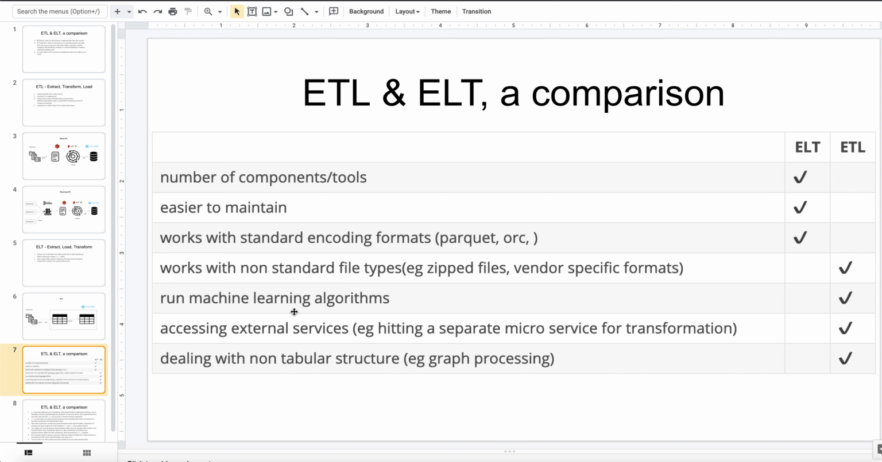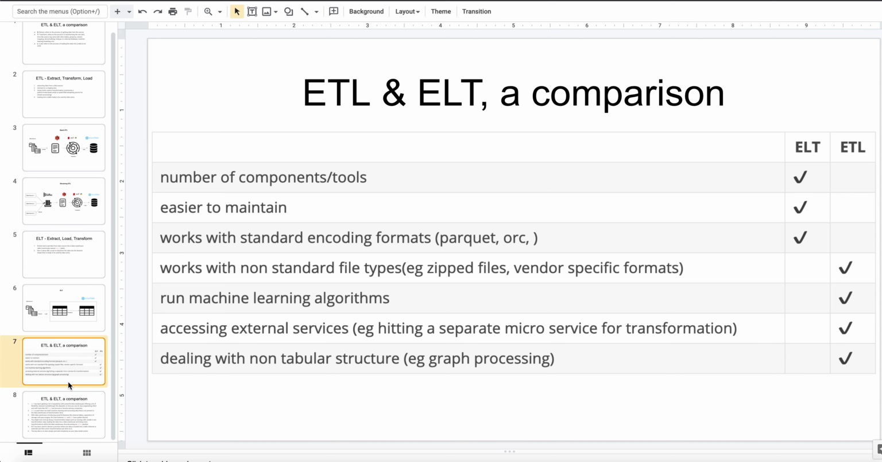The next point is accessing external services. For example, while you're processing the data, let's assume you want to hit a third-party service or some other service, even within your company, to enrich that data. You need an ETL type system because you cannot access data from a third-party service in an ELT type paradigm. The last one is dealing with non-tabular structure. So for example, if you're parsing out some sort of graph data, you definitely need an ETL type system. This cannot be done in most cases with the ELT type system.